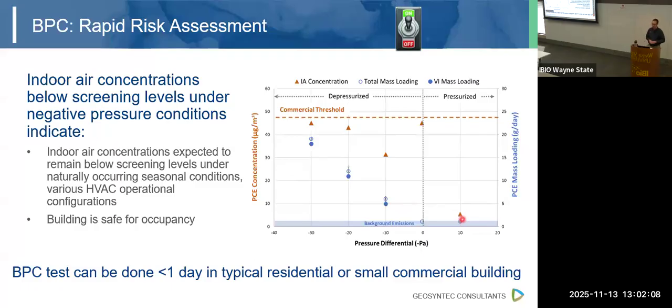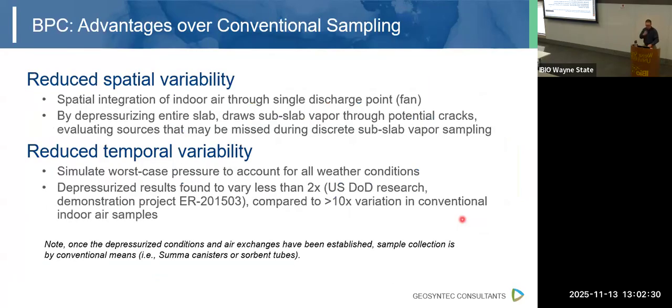The nice thing about this is you can do a BPC test in about half a day to a day. And typically your alternative is doing like 4 rounds of samples 3 months apart to evaluate the temporal variability. So now we're just creating that worst case scenario instead of hoping we'll catch it 9 months down the line.